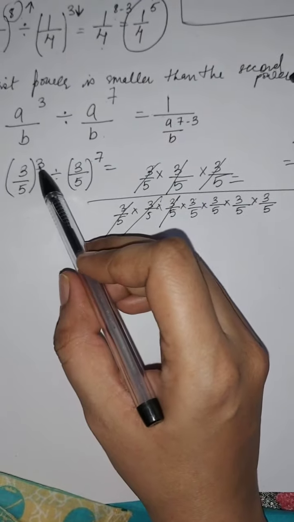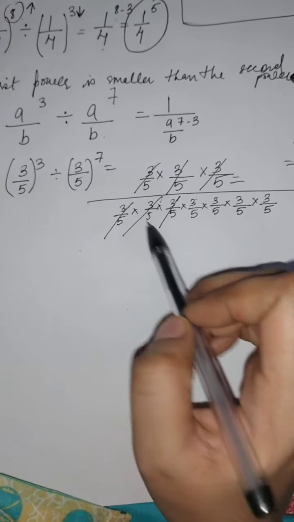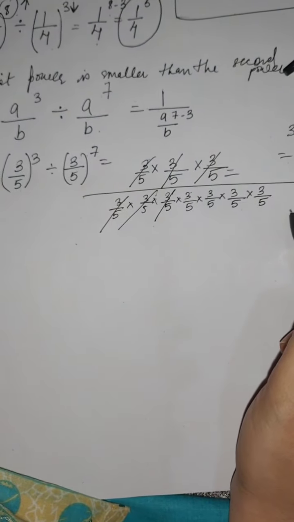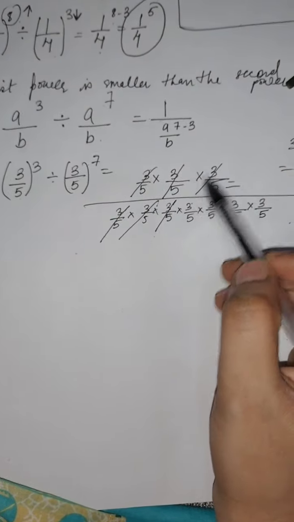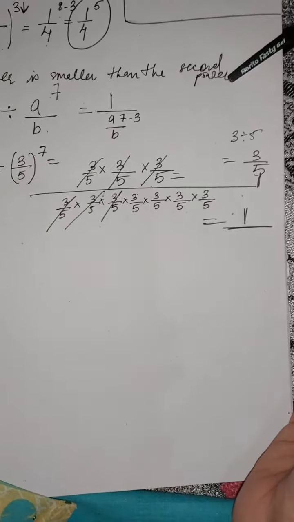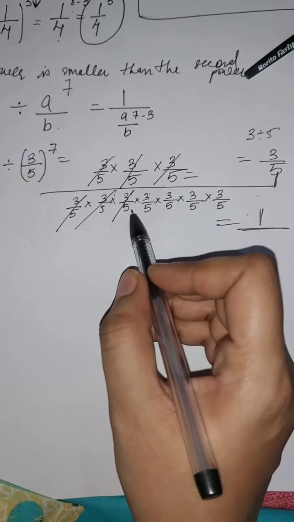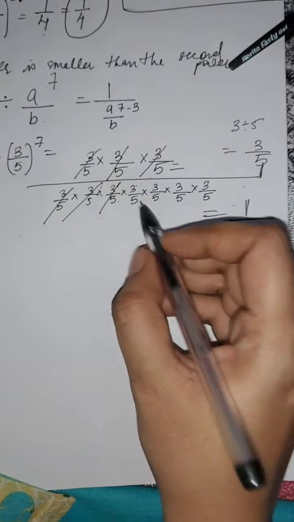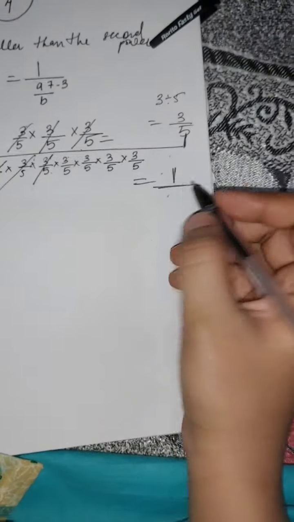So if the first power is smaller and the second power is bigger, then all the extra powers go down, and the ones on top will all get cancelled. Now nothing is left, so we are going to write what? 1 in the top numerator's place. And what is left down after cutting 3 fractions here? What is left? 3 upon 5, 4 times.